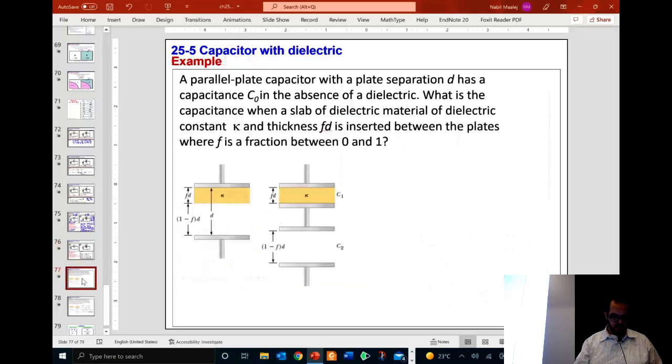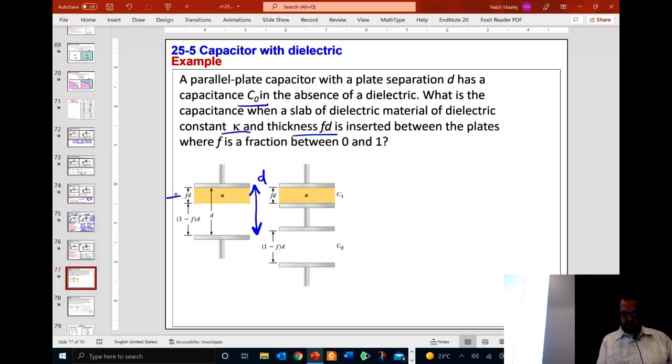All right, one last problem, and then we will start solving in the Kahoot. A parallel plate capacitor with a plate separation D has a capacitance C0. So this is the initial capacitance in the absence of a dielectric. What is the capacitance when a slab of dielectric material of dielectric constant kappa and thickness Fd is inserted? The separation between the two plates is D. This is Fd, the thickness of the dielectric material, where F is a fraction between 0 and 1. So it can be 0.5, it can be 0.2, whatever.